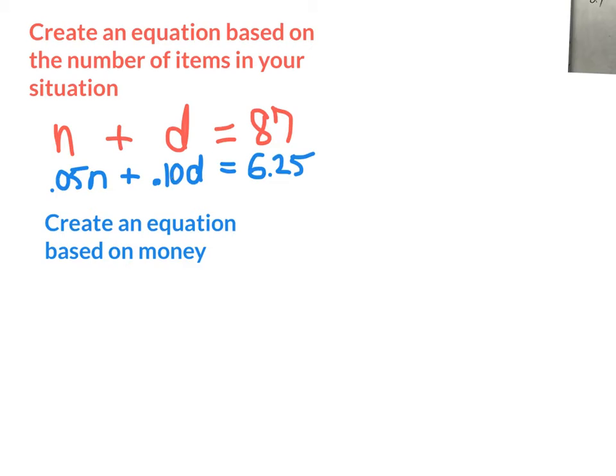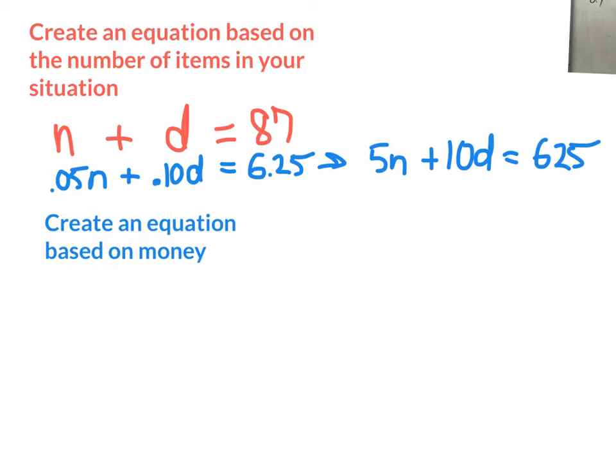I want to multiply everything by 100. This by 100, that by 100, that by 100. In other words, I want to be moving the decimal place 2 spots on each and every one. So this is going to be a regular 5n when I move it over 2 spots. It's going to be a 10d. It'll be a 625. So let me rewrite the bottom blue equation over here. Multiplying everything by 100, it'll give me 5n plus 10d equals 625. That's moving the decimal over 2 spots. That's multiplying everything by 100.